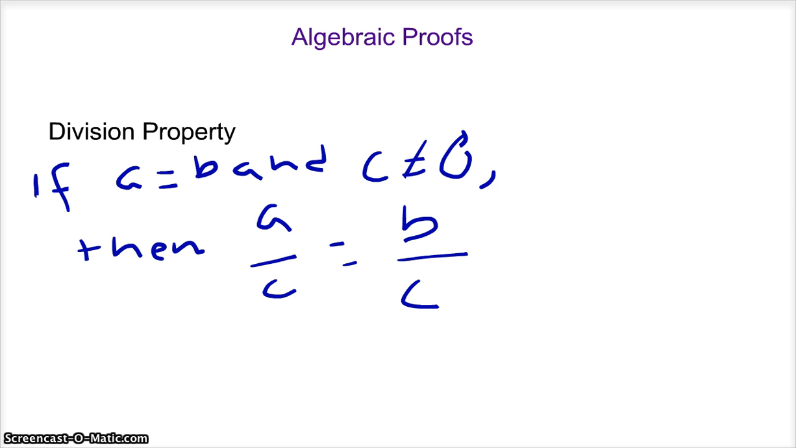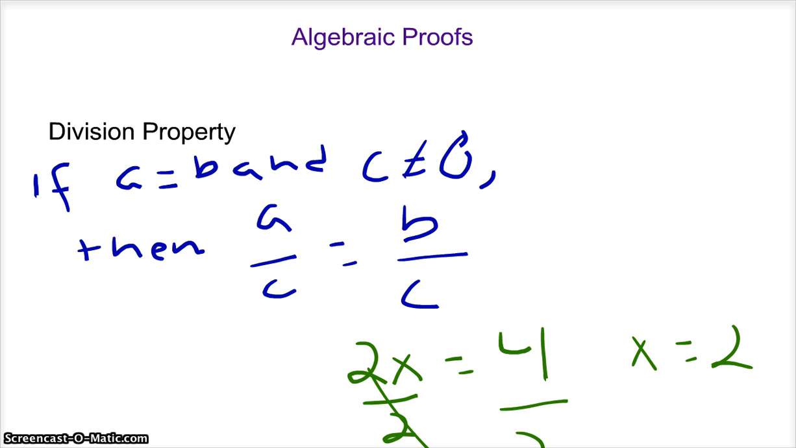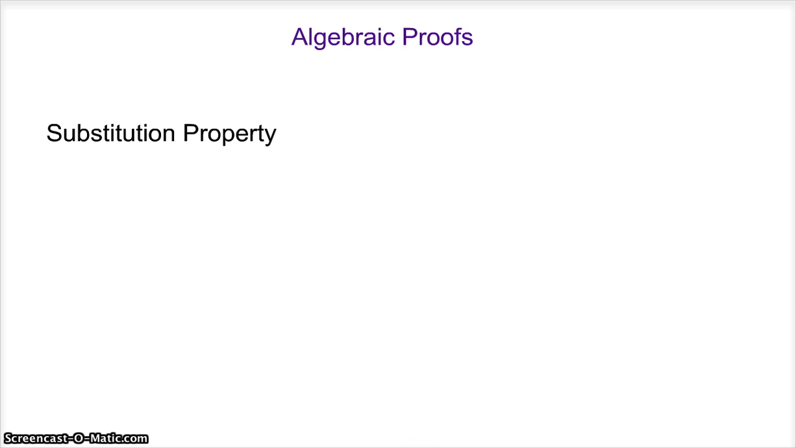The division property of equality states if A equals B and C does not equal 0, because you can't divide by 0, then A divided by C equals B divided by C. So for example, if I had 2x equals 4, to get x by itself, I would need to divide by 2 on both sides to get x equals 2. So that means I used the division property of equality to find my answer.